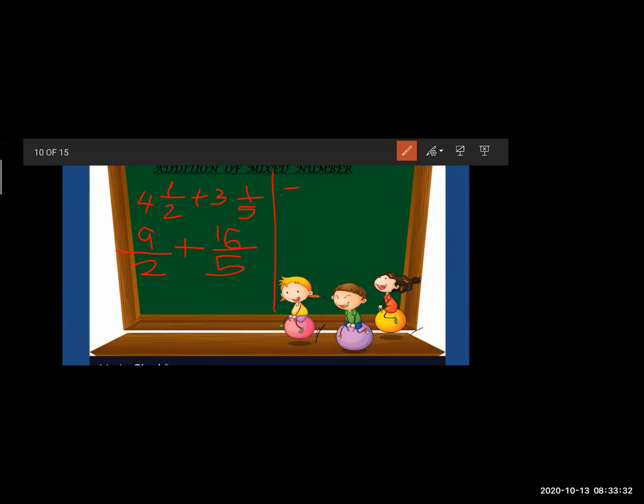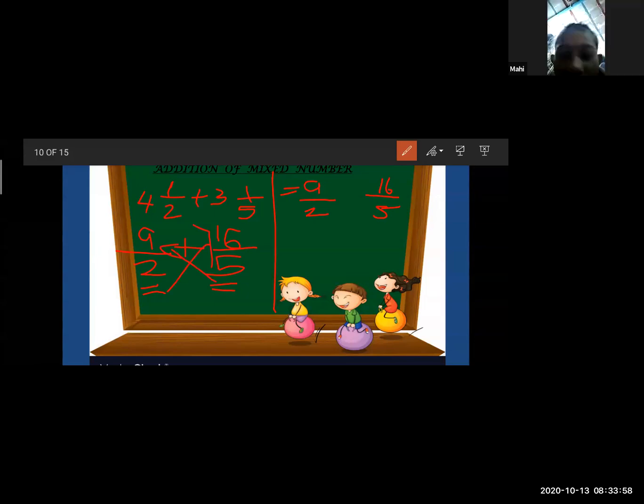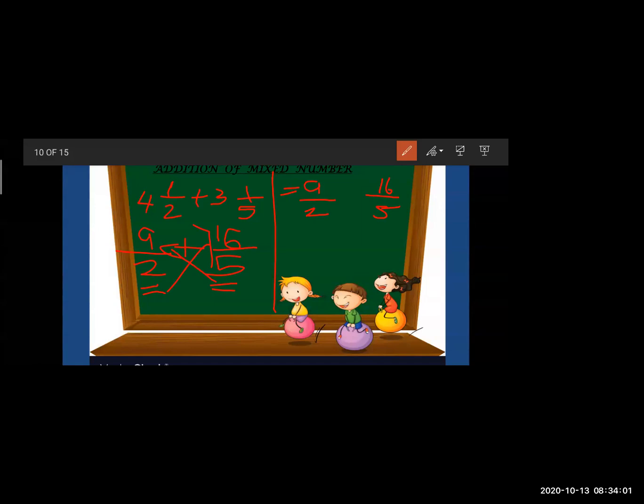So when we go for the solution, here the denominator is 2 and here the denominator is 5. Both the denominators are different. So first we are supposed to make the denominators equal. What are we supposed to do to make the denominator the same? We have to cross multiply. 9/2 we will multiply by 5, the denominator of the other one.